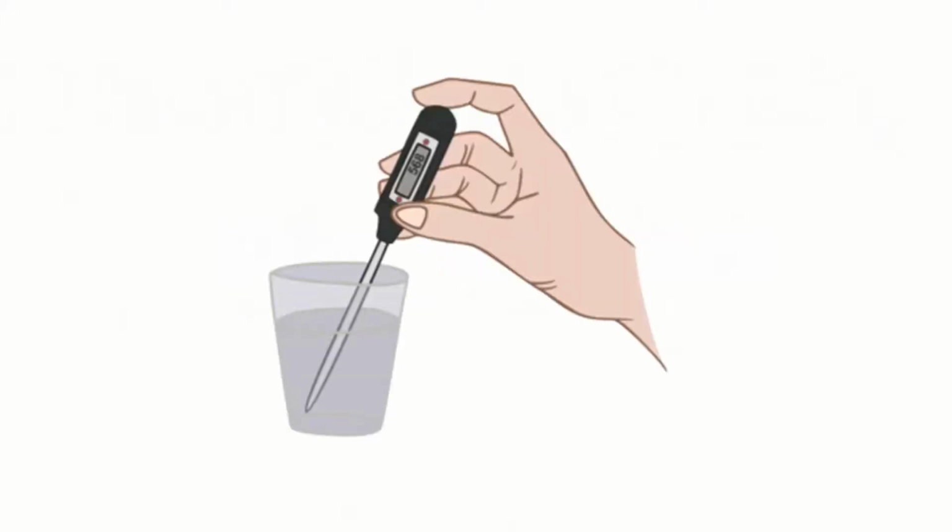Next, we will talk about other inspection activities. Water temperature. This image is an example of a thermometer. A thermometer can be used to measure water and product temperature.